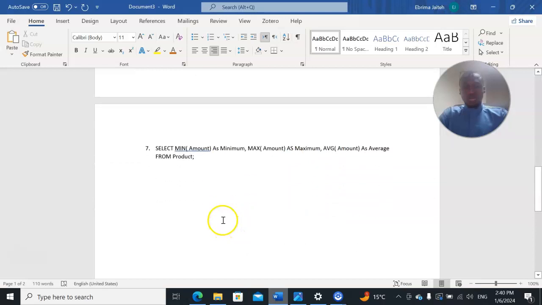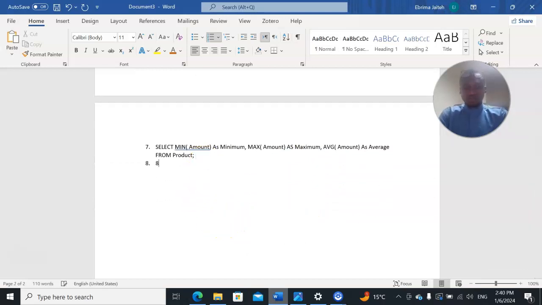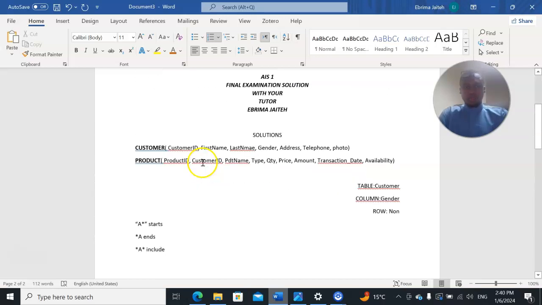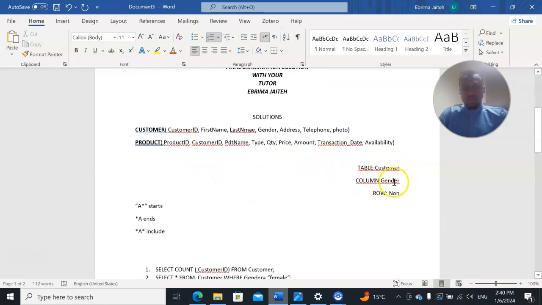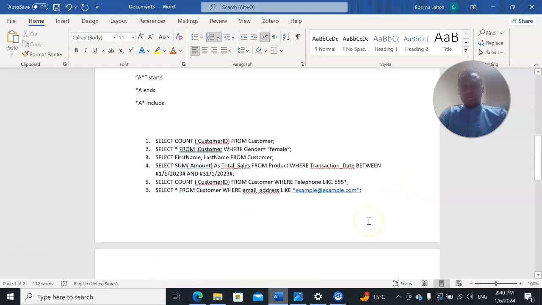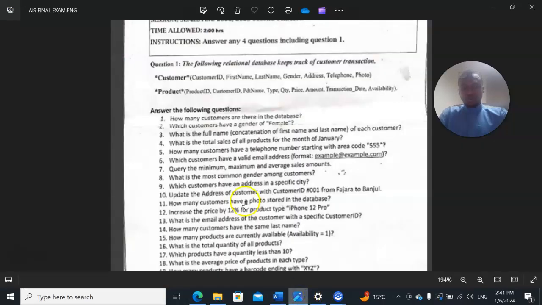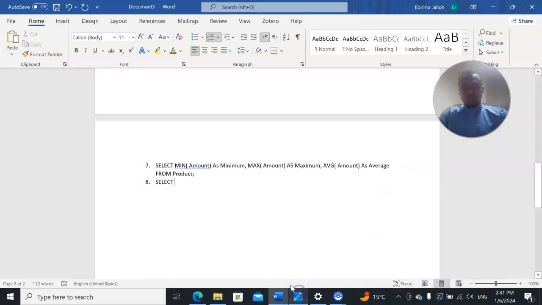So we are going to say question number 8, select. Okay, so do we have any column that doesn't have information? Yes, we have a column that doesn't have information, so this column will come at the beginning. That's gender. But now, what is the most common? So we are going to say select all from. Okay, are we together?